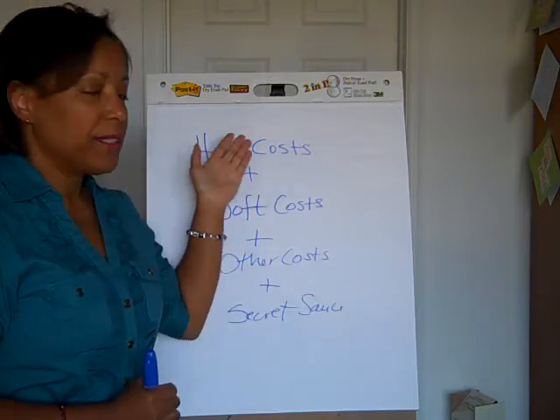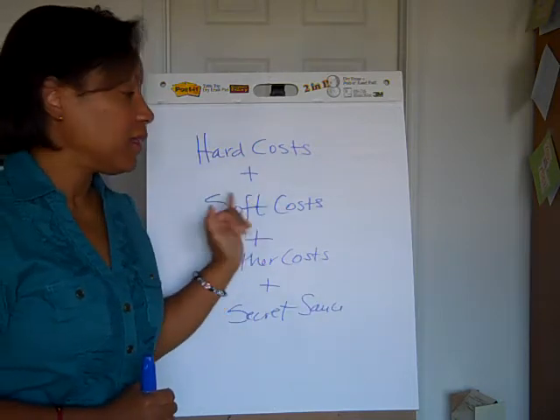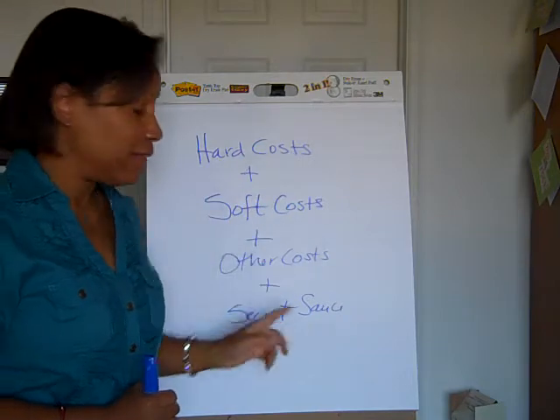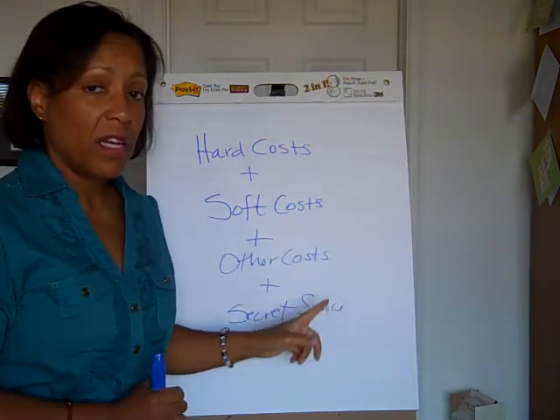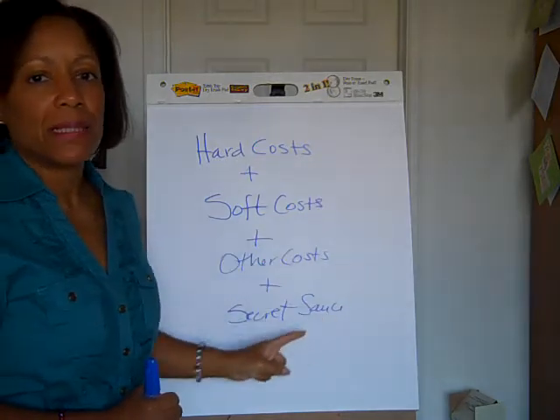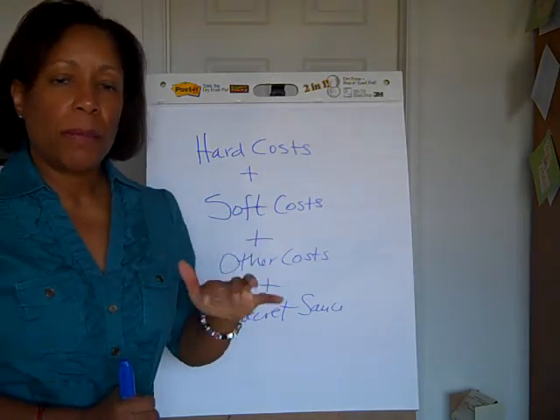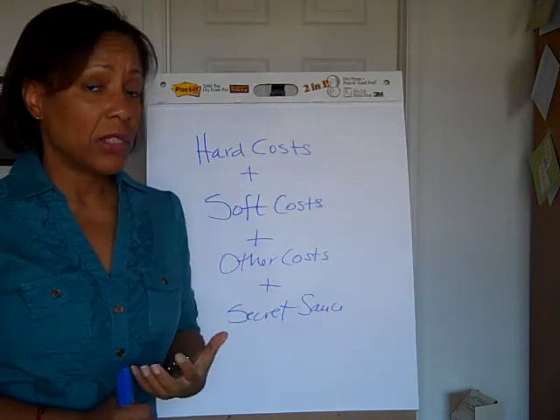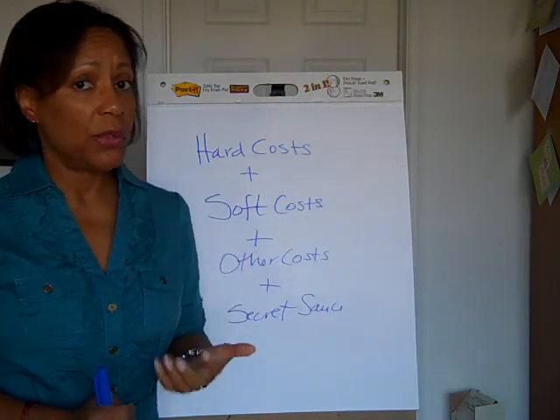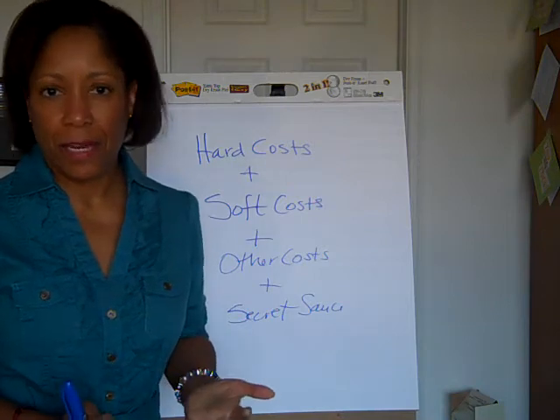So while it's easy to figure out your hard costs, it's easy to figure out your soft costs and even your other costs, the secret sauce is really the biggest key to a pricing strategy that works for you. Because I'll say it again, if you're not in a position or in a place of confidence where you can ask for it, you will not get it.